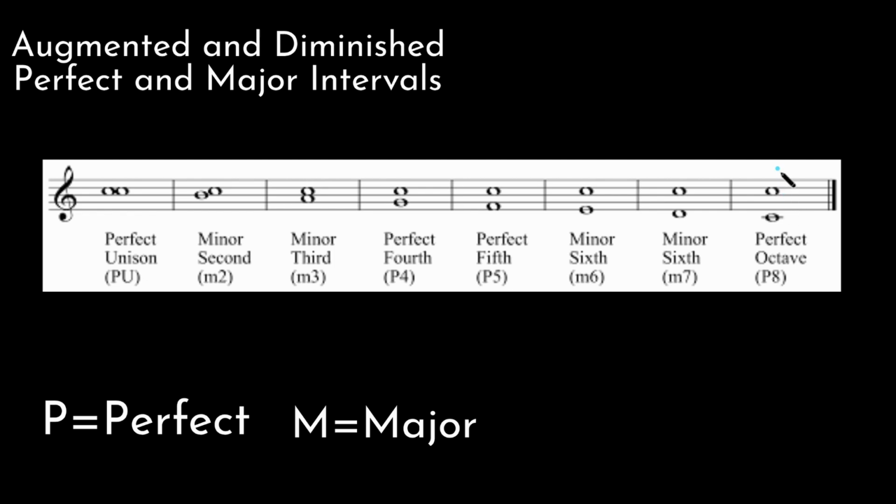And those are 12 half steps apart. An augmented octave raises it up a half step, making it 13 half steps. So E flat to F. A diminished octave lowers it by a half step, making it a total of 11 half steps. So turning that E flat to D.